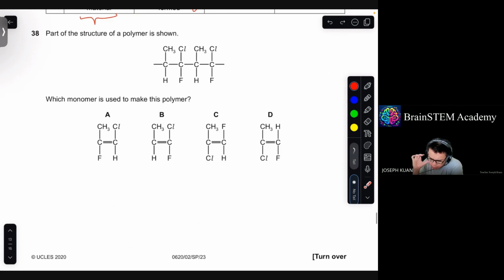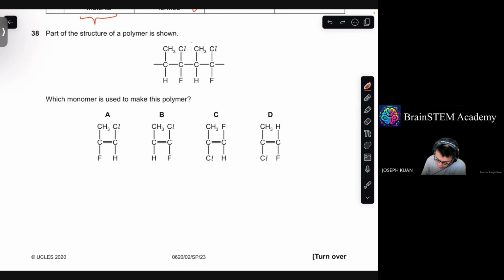Moving on to question 38, part of the structure of a polymer is shown. Which monomer is used to make this polymer? Well, all you need to do is taking the repeating unit, copy and paste this, essentially, and cut off the terminals and make the center a double bond. That's the monomer structure. Right, so copy the repeating part and change the center to a double bond and then cut off the terminals.